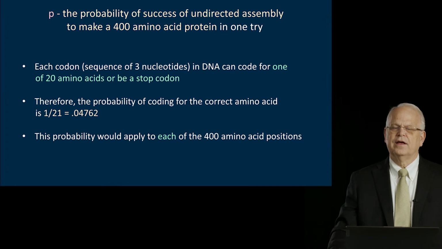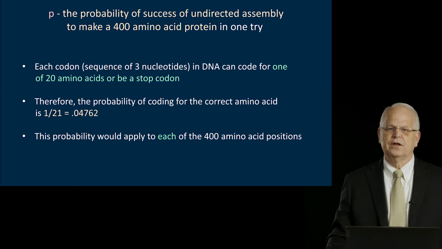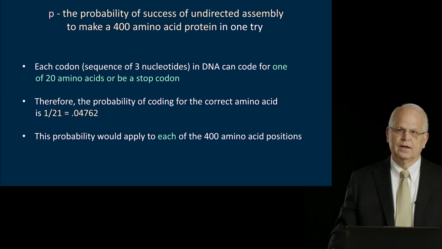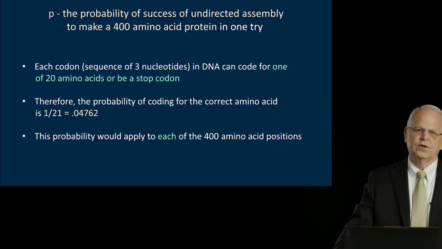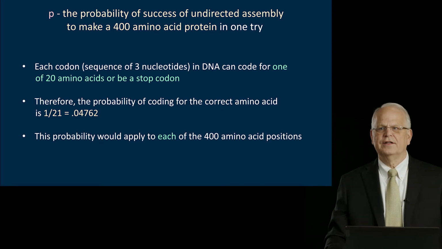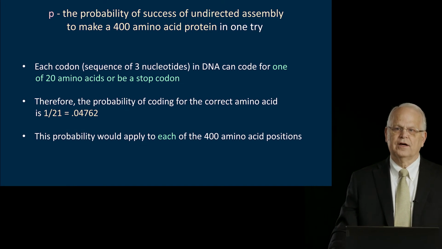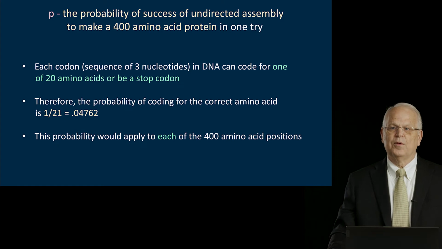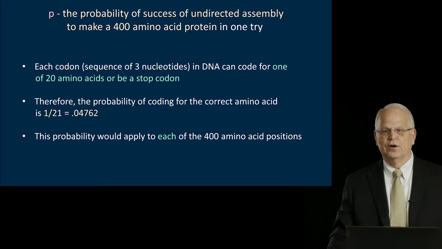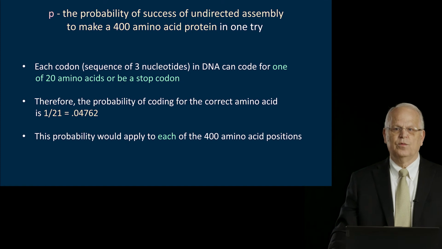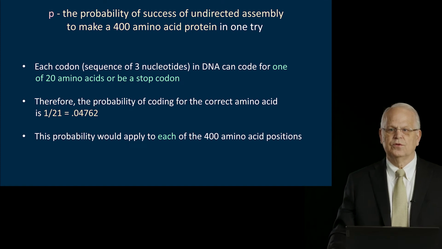So let's look at the probability of success of undirected assembly to make a 400 amino acid protein in one try. Each codon, or sequence of 3 nucleotides in DNA, can code for one of 20 amino acids, or it can also code for a stop codon. Therefore, the probability of coding for the correct amino acid, the one that we need in our sequence, is 1 out of 21, or 0.04762.